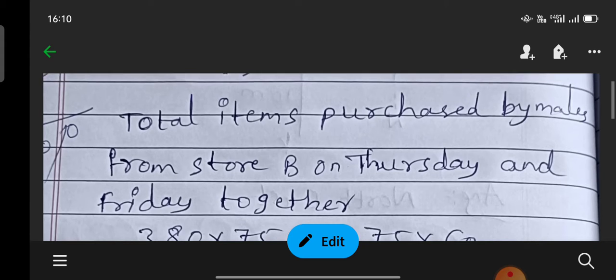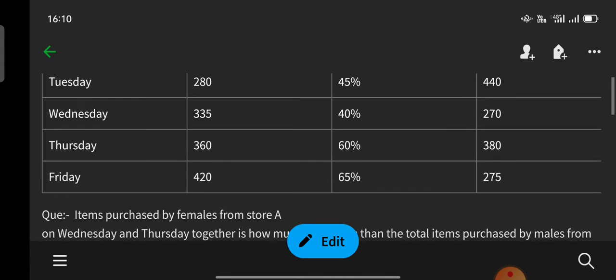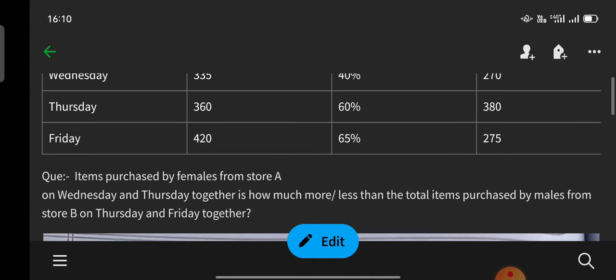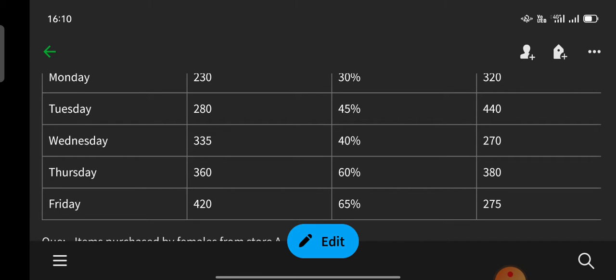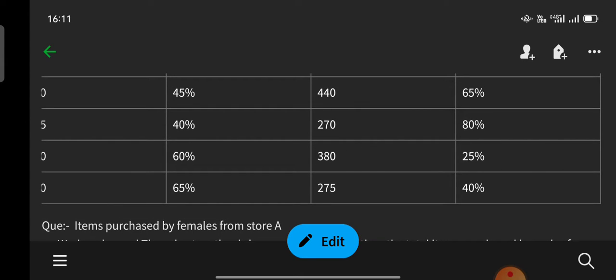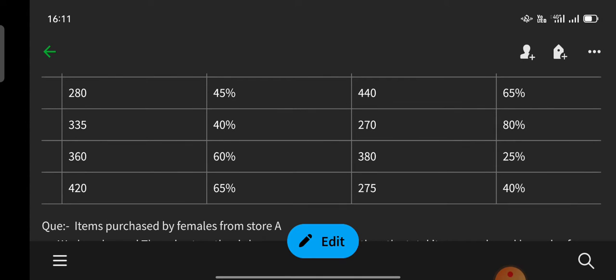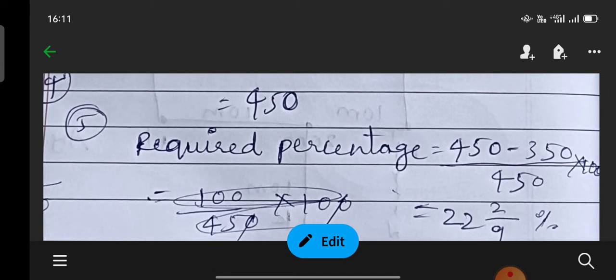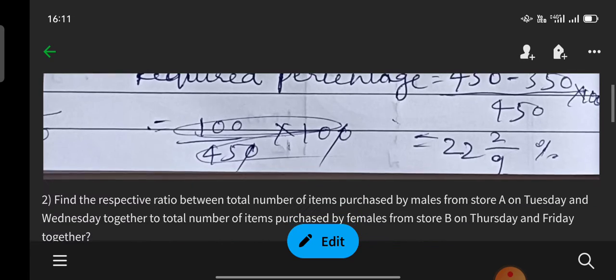When it comes to males, Thursday and Friday, this is from store B. So from store B, 380 into, see, this is 25%. If we remove 25% from the 100, the remaining is 75%. That 75% you have to take into consideration when it is asked about males, because this 25% is about females. I think you have understood the point. So 450. Then 450 minus 350 by 450 into 100, that is 22 2 by 9.